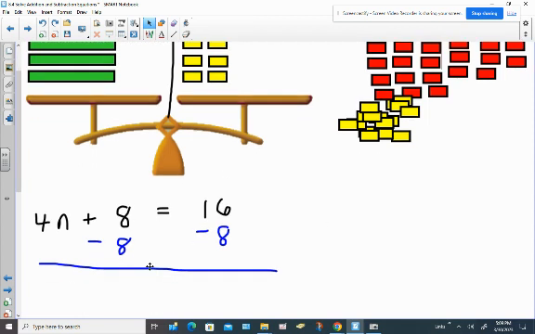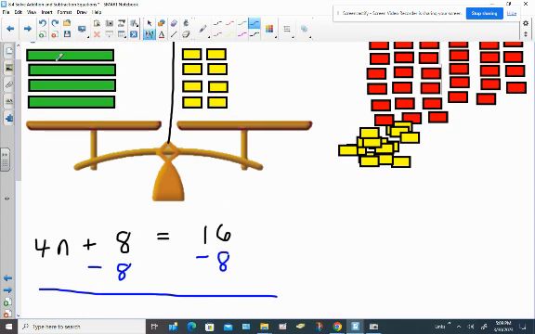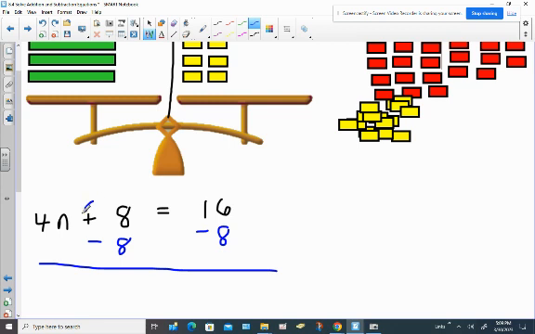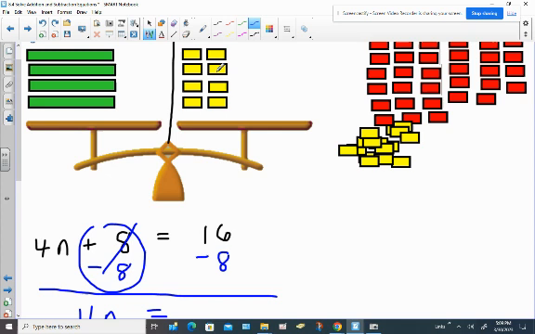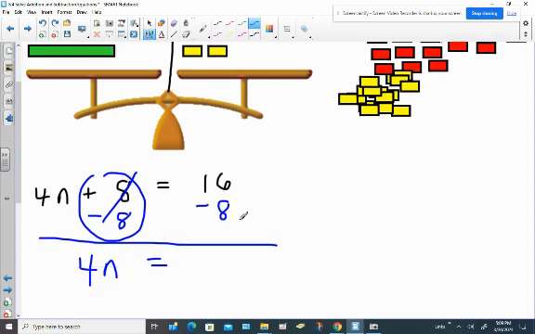All right, so what are we dealing with here? We still have the 4n over here in this pan, so I'm going to bring that down. Now remember, all this canceled out. Some people like to put a line through it, but let's rewrite the 4n. Let's rewrite the equal sign, and let's do the math. What is 16 minus 8? How many of these things do we have? And if you count them up, we have 8 of them. 16 minus 8 is 8.